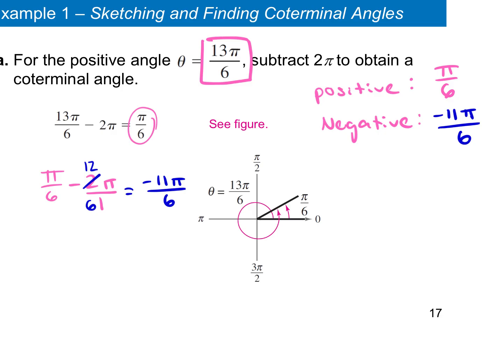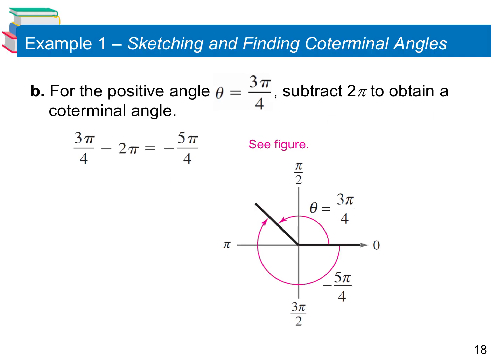Most important thing here when you're finding positive and negative coterminal angles, make sure your positive one is a positive number and your negative one's going to be a negative number. So you may have to add or subtract more than once to find a positive and a negative coterminal angle. Do the same thing for the next one. It says for the positive coterminal angle 3 pi over 4, subtract 2 pi to obtain a coterminal angle. So it subtracted 2 pi, gave us a negative coterminal angle of negative 5 pi over 4.